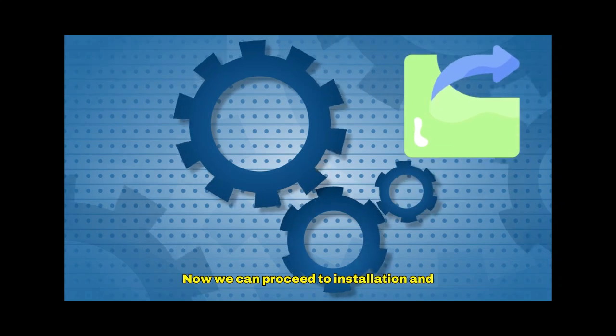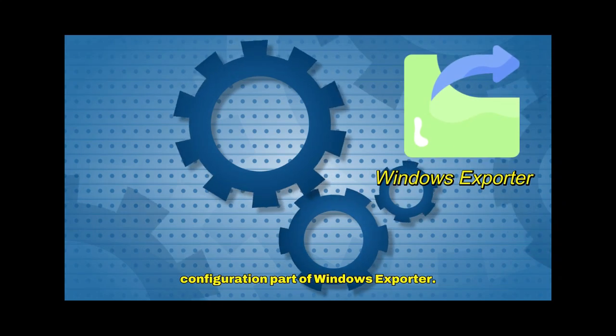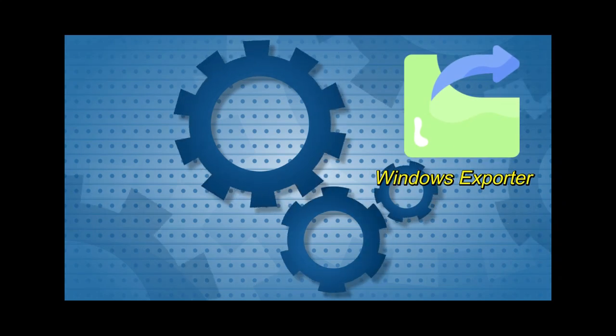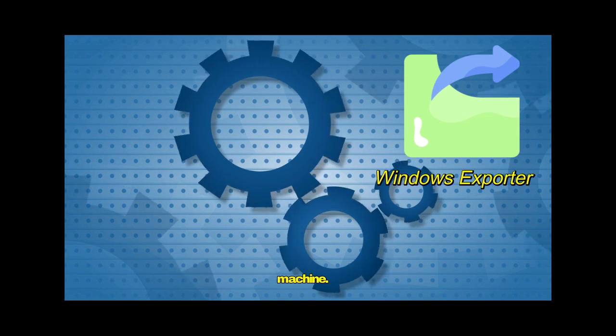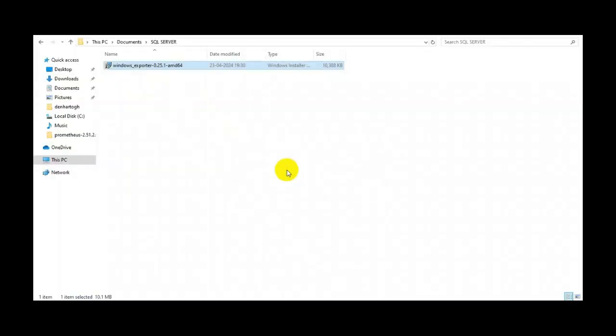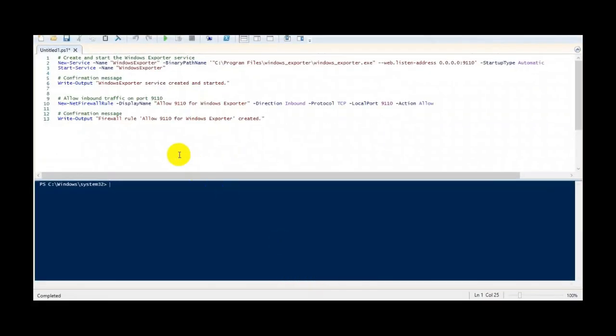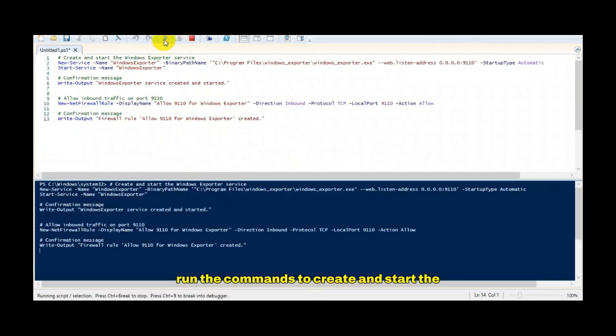Now we can proceed to the installation and configuration part of Windows Exporter. Please note, this should be configured on the target machine. Step 1. Download and install the Windows Exporter on Windows. Step 2. Open PowerShell as administrator and run the commands to create and start the Windows Exporter service.